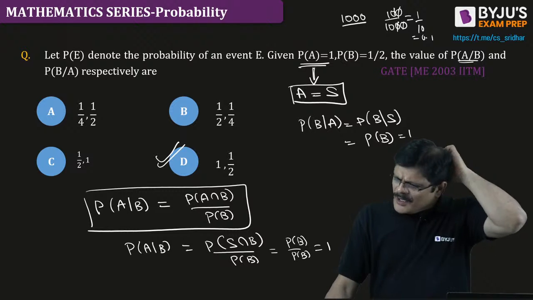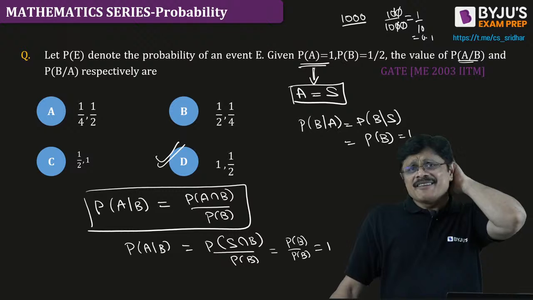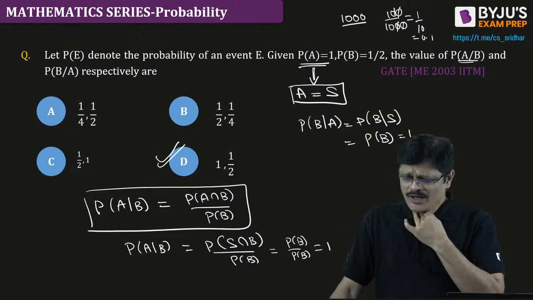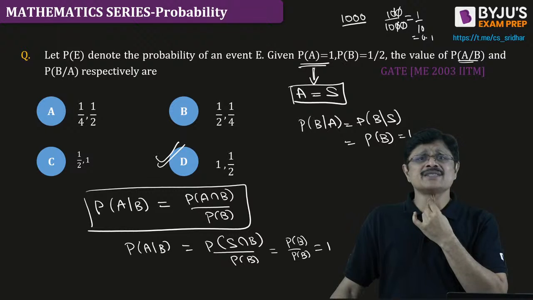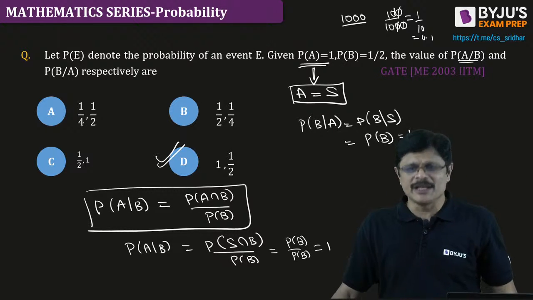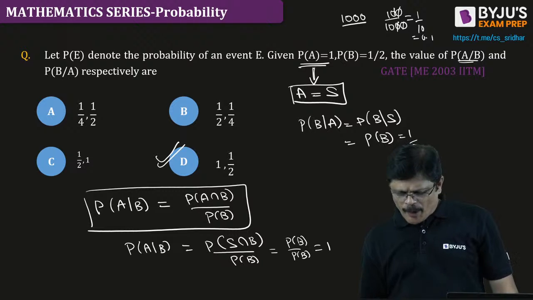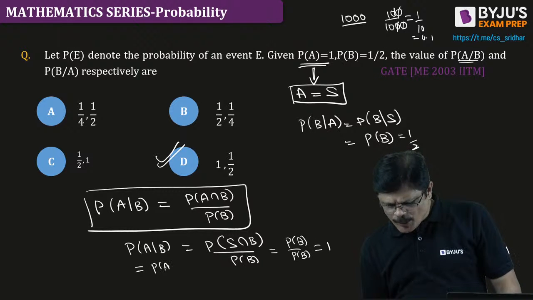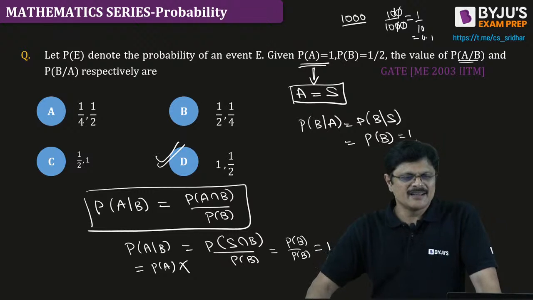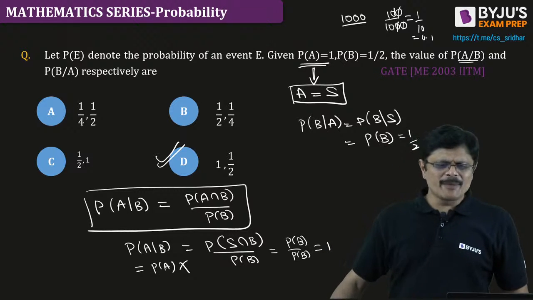Here we cannot take them as independent events, my dear friends, because independent means you have to prove that A given B is equal to A, and B given A is equal to B. But probability of A given B is not equal to probability of A, so they cannot be independent. Tomorrow's class will make this very clear.